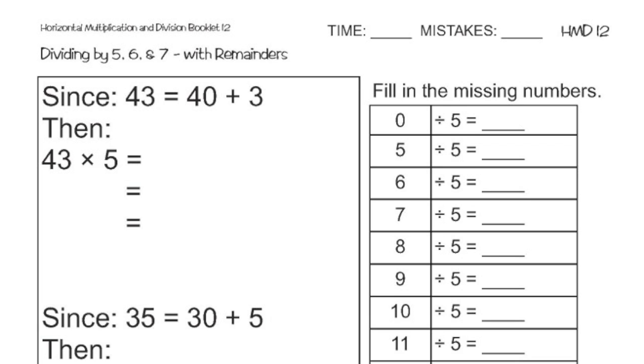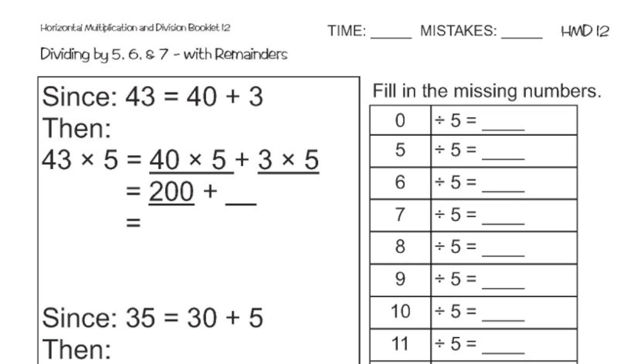What we're going to do is realize 43 is the same thing as 40 plus 3. So if I asked you what's 43 times 5, you could multiply 40 times 5 and 3 times 5, and then add those numbers together. Hopefully, you do know 40 times 5 would be 200, and 3 times 5, you should know, is 15. So if you add them together, you get a total of 215.